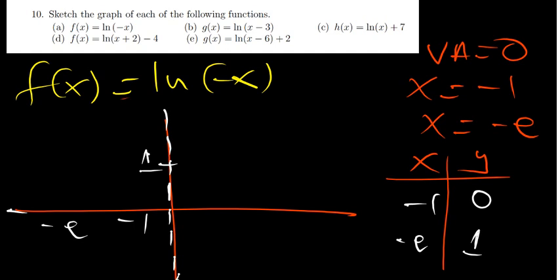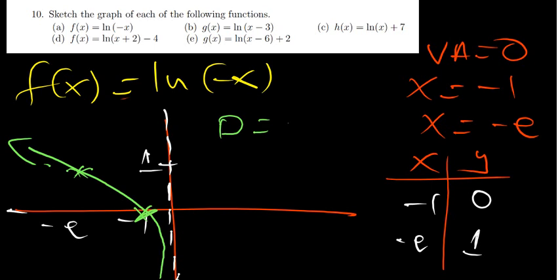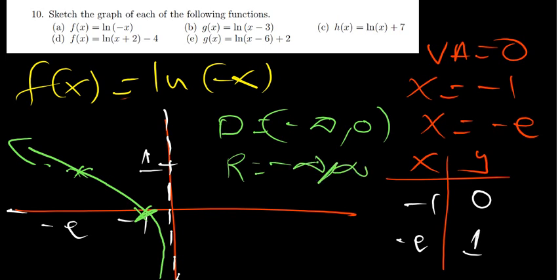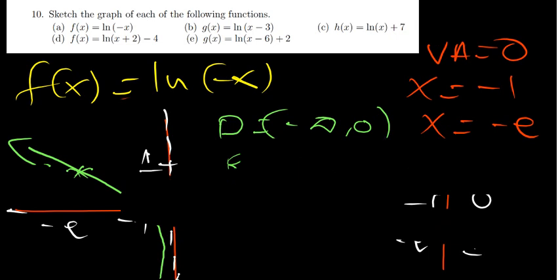Now we can plot this. We can see that we're going to have negative 1 comma 0 is this point. Negative e comma 1 is this point. So running away from the asymptote going there, that is going to be our graph. From here we can see that the domain is from negative infinity all the way to 0. But the range is always from negative infinity to positive infinity. Okay, that is it for part A.